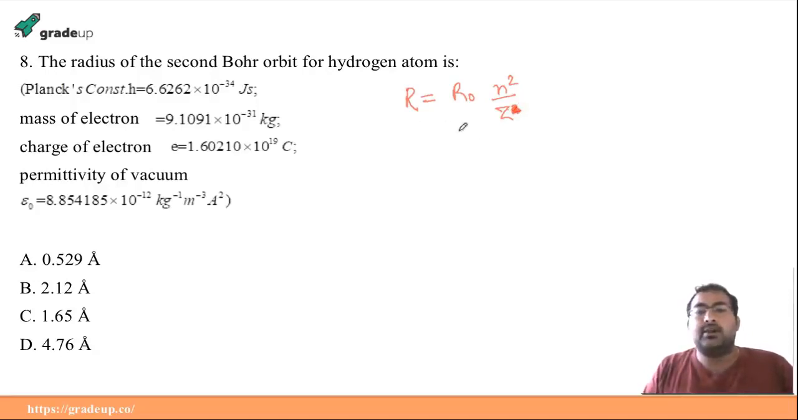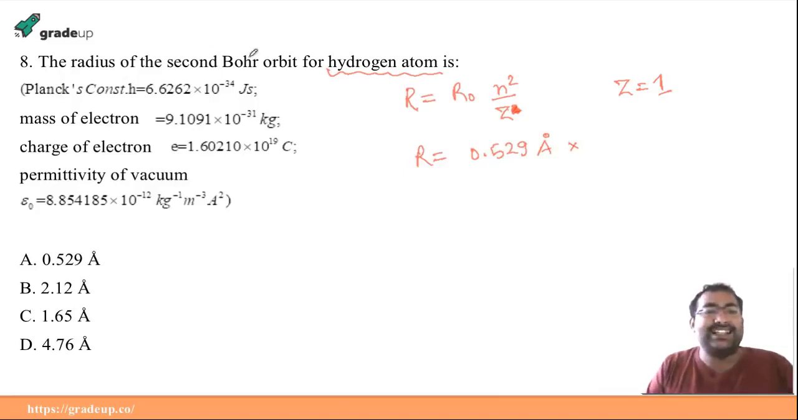Now you don't have to worry about z, because z is 1 here, since you are talking about a hydrogen atom. So r is equal to r naught, which is 0.529 angstrom, into n square. And what is n in this case?